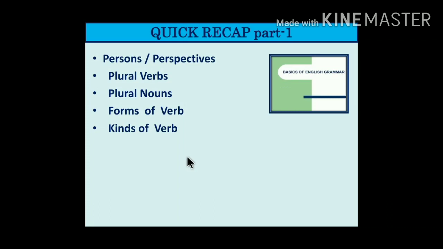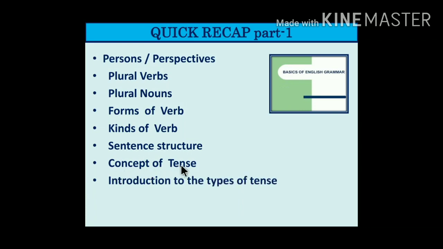And the kinds of verbs: main verb, supplementary verb or linking verb, action verb, auxiliary verbs, etc. That we talked about. Then we dealt with the sentence structure, that is the subject plus the verb plus the object. Then it was the concept of tenses, which was very important because we are going to talk about the time and the work done. Two things will be compared, the time and the work done in the time. And then we got introduced to the types of tenses in the first part. And then a practice exercise was given to you.